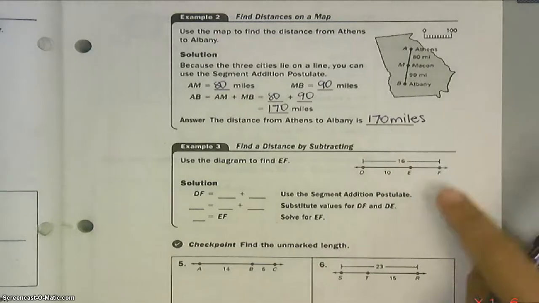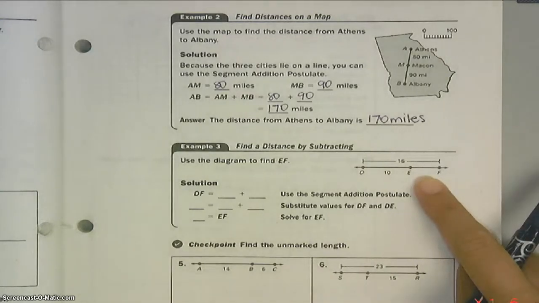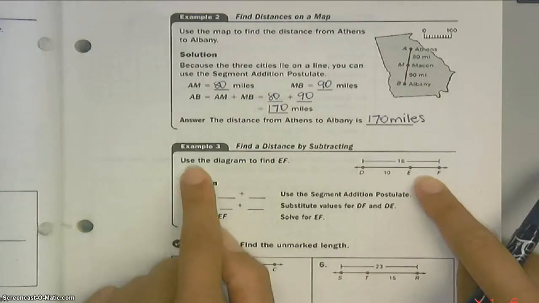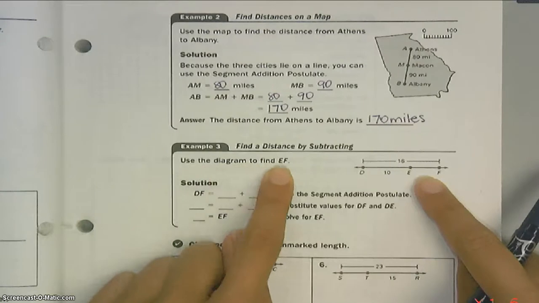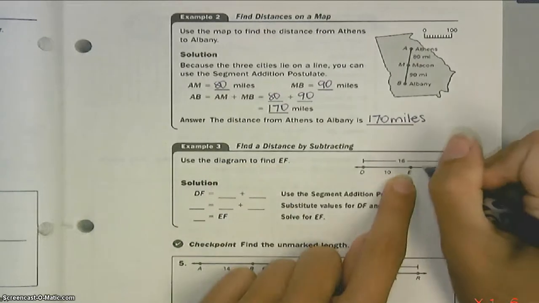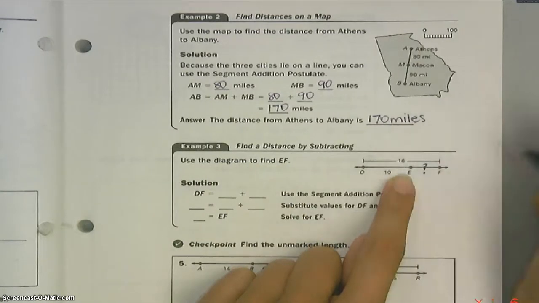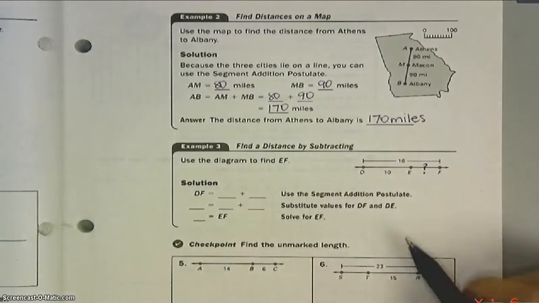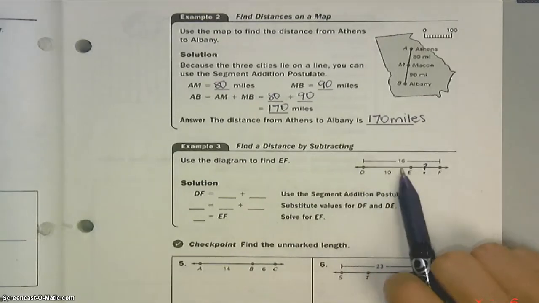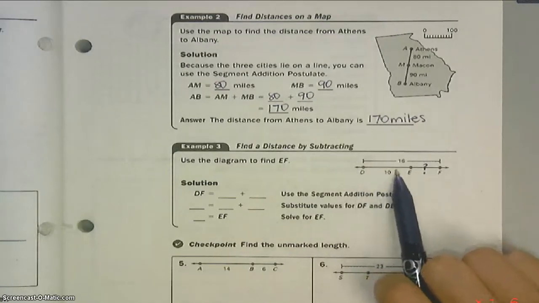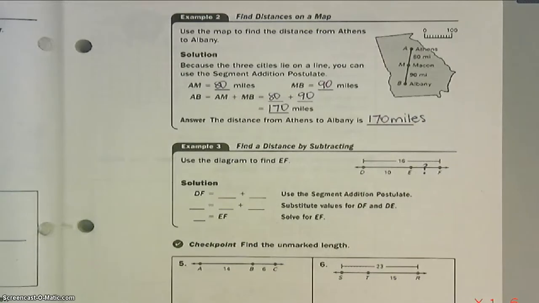Now we're missing part of the map. So use the diagram to find EF. Well, here's EF. I don't know how long it is, but notice I know from D to E is 10, and I know the whole thing is 16.